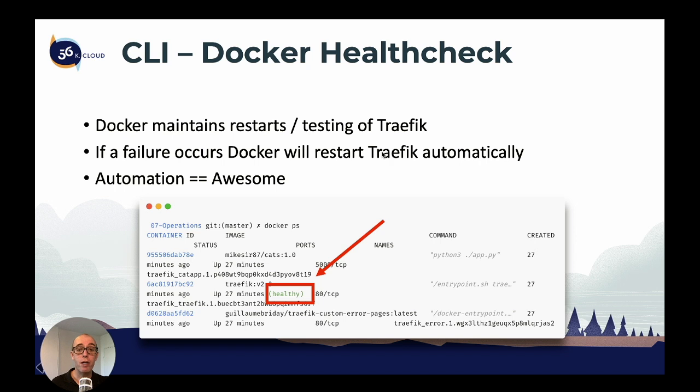And again, automation is just awesome. The more things we can automate as far as observability and operations, the easier life is. We don't want to be woken up in the middle of the night saying, oh, the Traefik container stopped and we don't know why. Now with this, we check to see if it's healthy. If it fails, it restarts automatically for us. So that's really an added value.